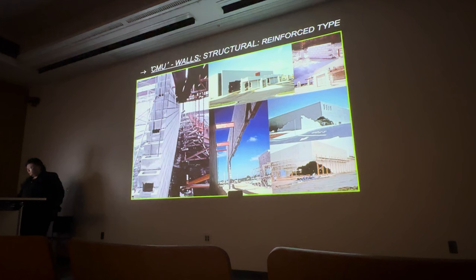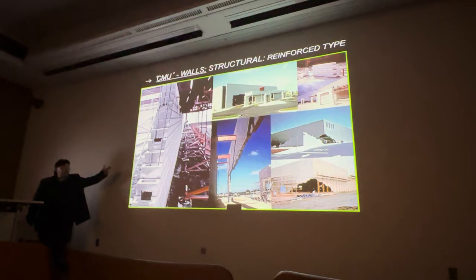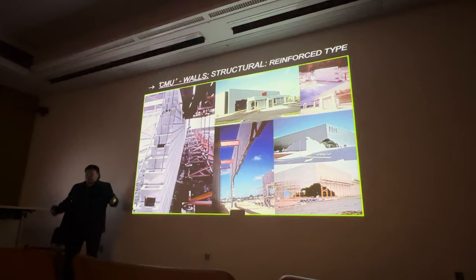The next one we talk about is the CMU, the concrete masonry units, which are structurally reinforced because you can put reinforcement in one of the cores, making them look very strong.